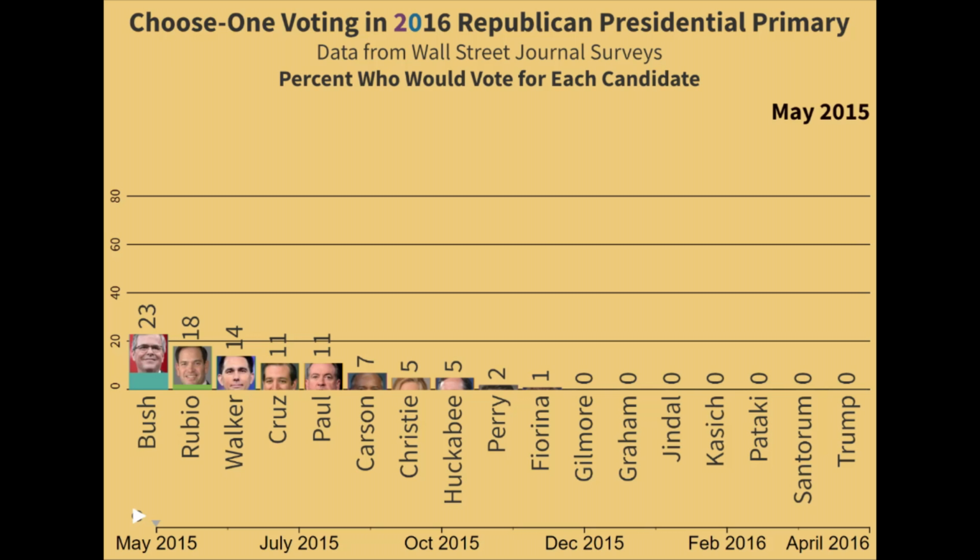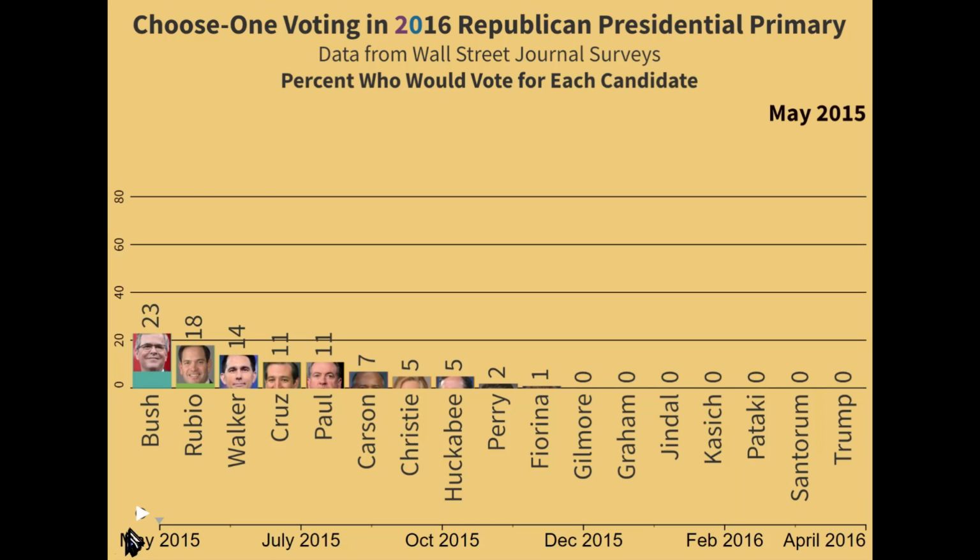In addition to the state elections, the Wall Street Journal conducted polls almost every month, asking the Republicans, "Who are you going to vote for?" This bar chart is going to show the results of that poll as the months went by. We start in May 2015, and already 14 candidates are in the race. The leader is Jeb Bush, with 23% of the Republicans saying they will vote for him. Marco Rubio is second with 18% of the vote.